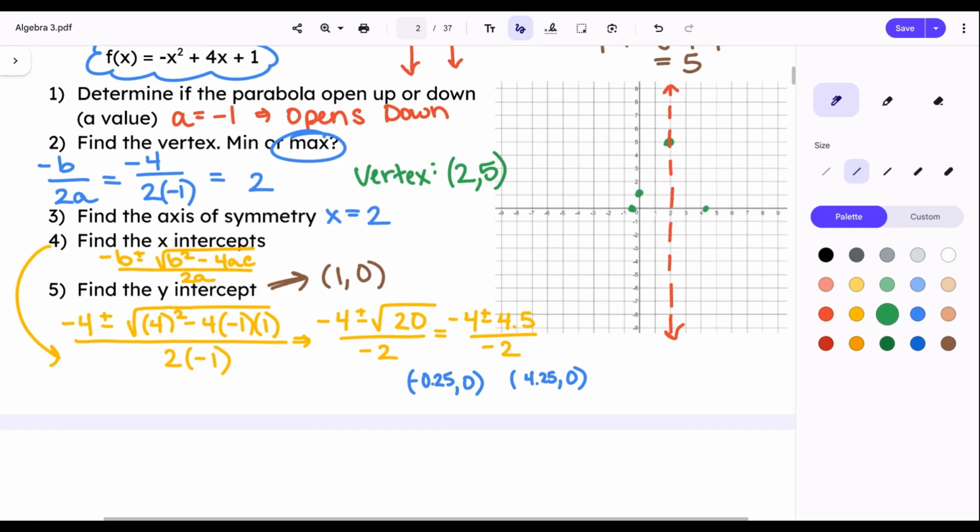And then just like yesterday, if you would like to, you can reflect that point over the axis of symmetry. If I do that reflection, where's it going to go? On 4, right? Yeah, on 4, because it's going to be 2 to the right of that red line. So you're going to go over 4, but still going up 1. Okay, and then we're going to graph our parabola here.